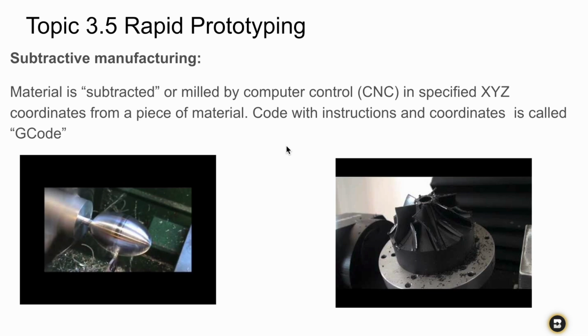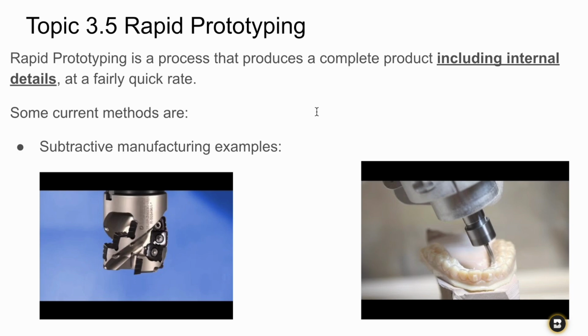And then, of course, we have subtractive. Subtractive manufacturing is when we are subtracting, basically milling out of a solid block usually, and it's controlled by computers on the specified XYZ coordinates. And again, you're going to be using G-code to do that. Here are some examples of subtractive manufacturing techniques. This is milling, so go ahead and watch this video. And teeth. You can actually mill out teeth for people.